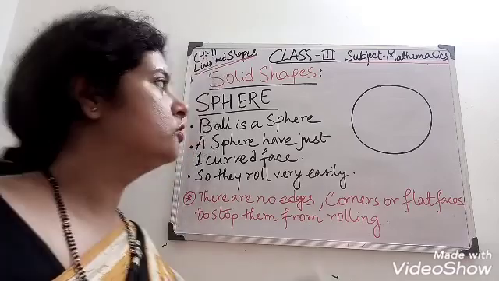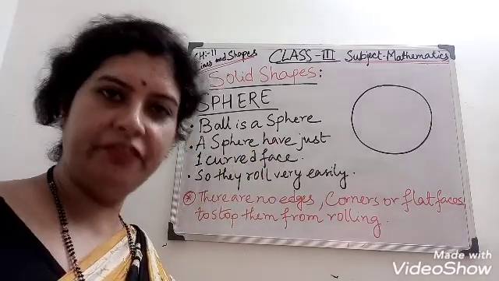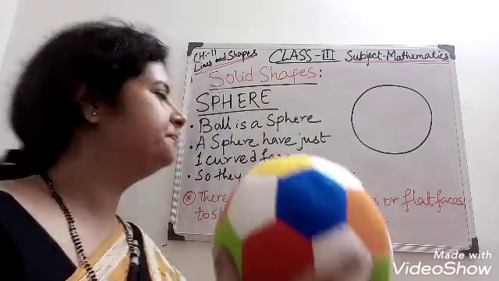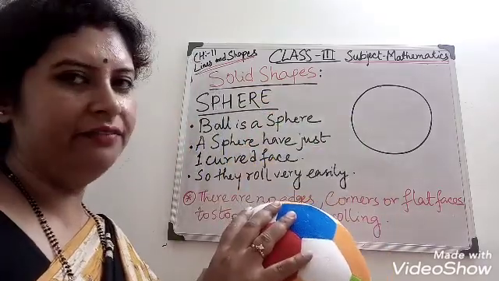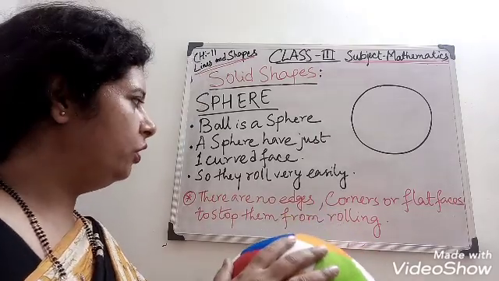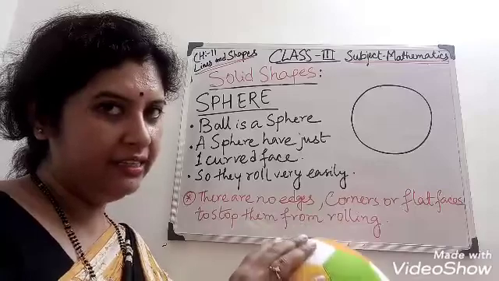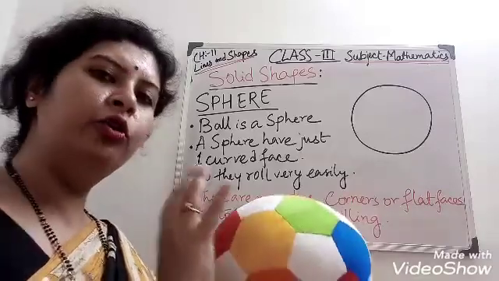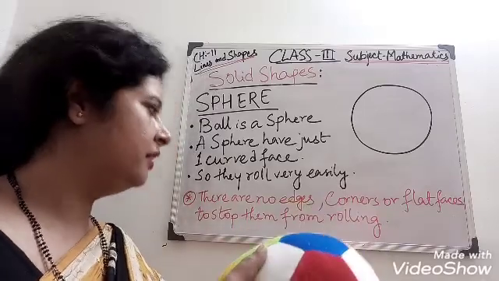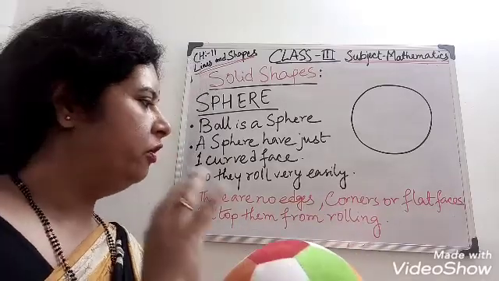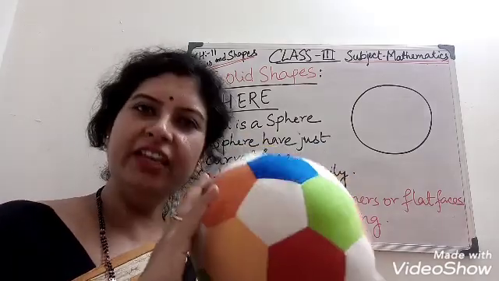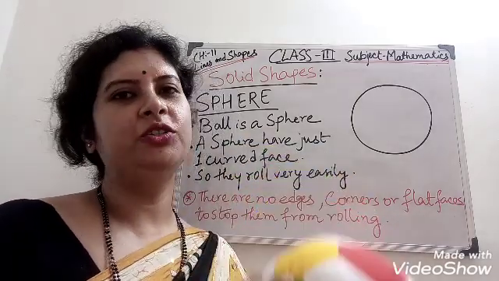Our last solid shape is sphere. A ball is a sphere. A sphere has just a curved face, so they roll very easily. There are no edges, no corners, no flat face to stop them from rolling. Hope this sphere concept is clear to you all.